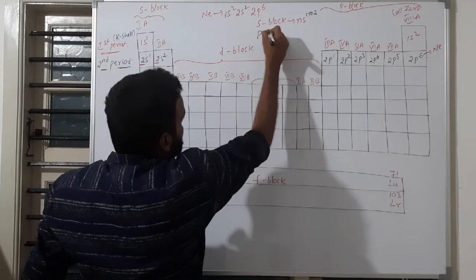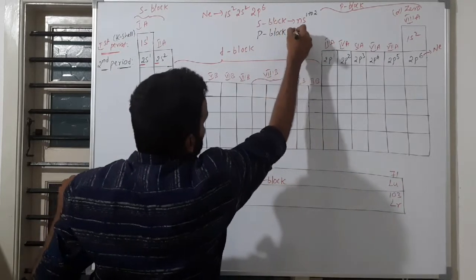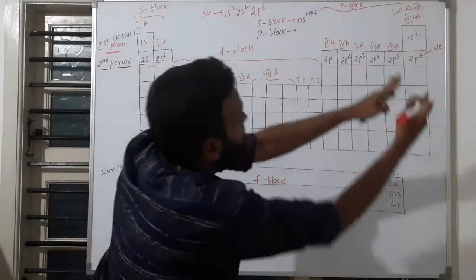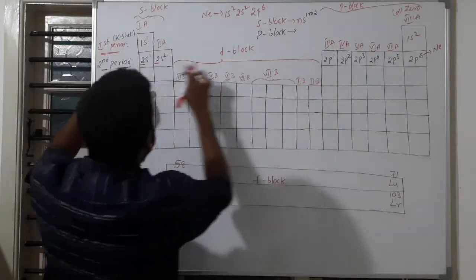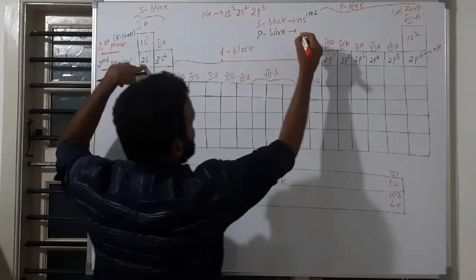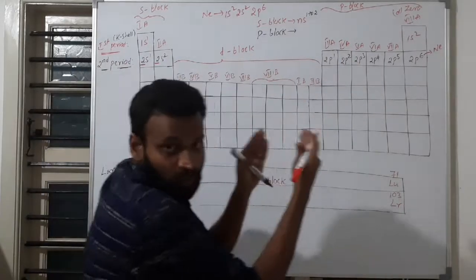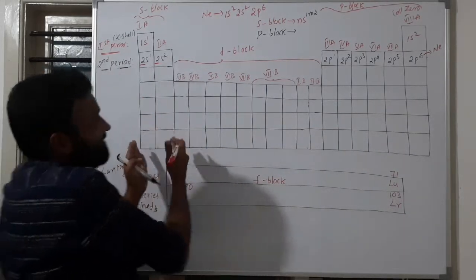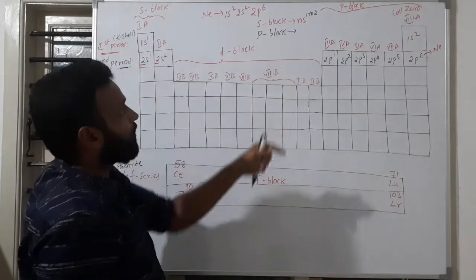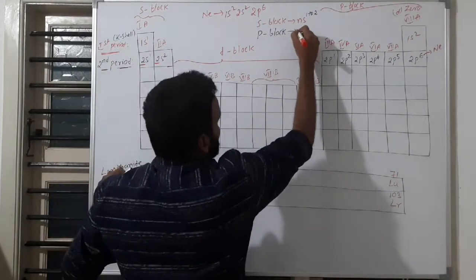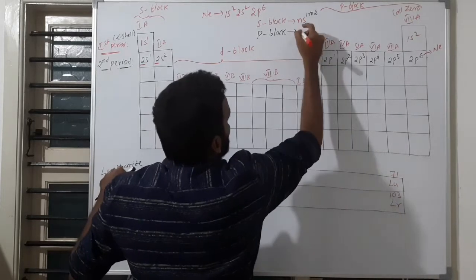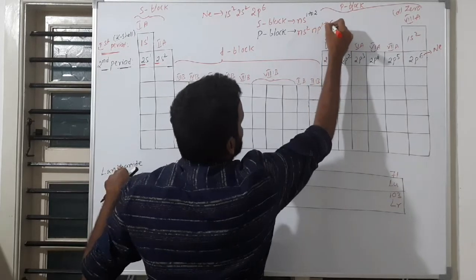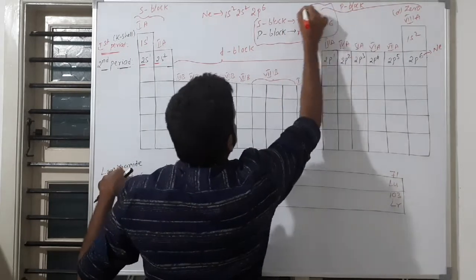Now what is the p block configuration? In the p block, ns will continue, and ns is continuing with 2p, right? So this 2p is coming after this 2s. Generally p is coming after s. So the p block configuration in general is written like this: ns2 np1 to 6. These two configurations you must remember, everyone.